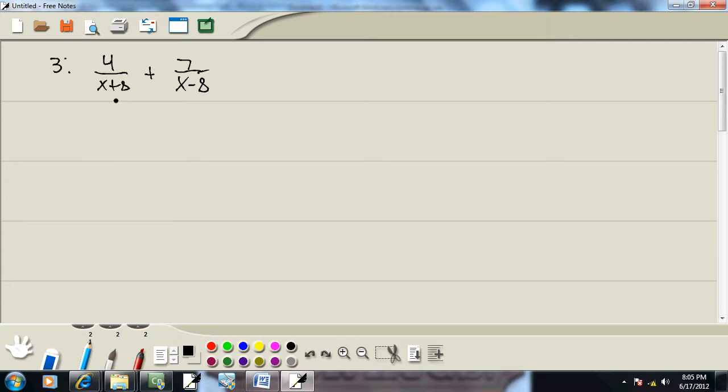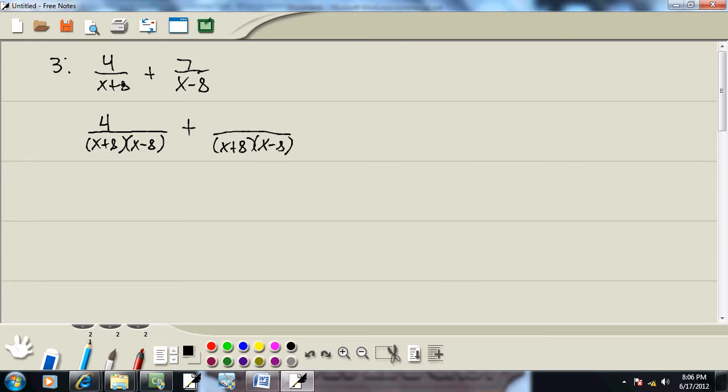Well, we start with our first factor, the x plus 8. We're looking for the greatest number of x plus 8s in any single denominator. There's 1 here, none here. So the greatest number of x plus 8s in any single denominator is 1. Then I go to my next factor, x minus 8, and I'm looking for the greatest number of x minus 8s in any single denominator. There's 1 here and none here. So the greatest number is 1. So this is our least common denominator, and that's what we'll rewrite each fraction with.